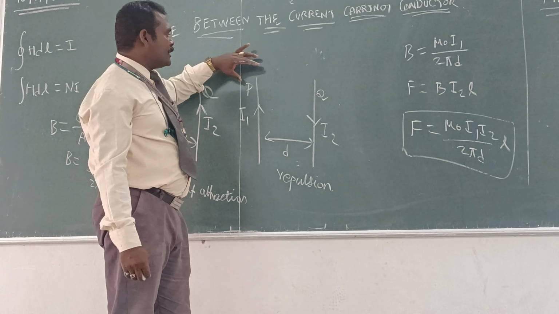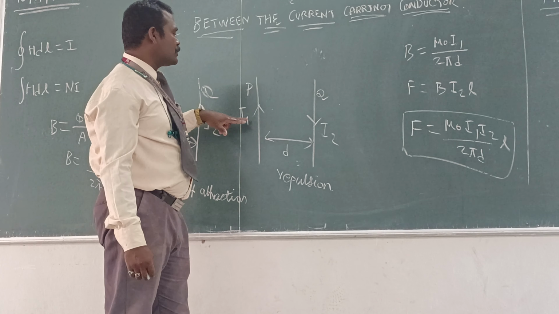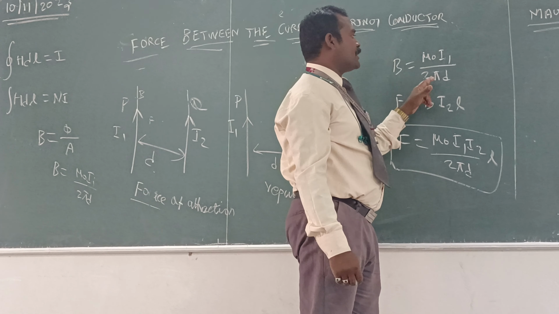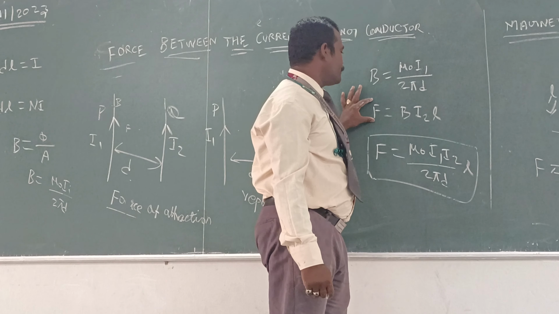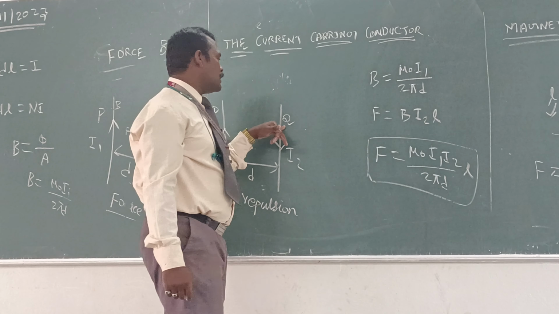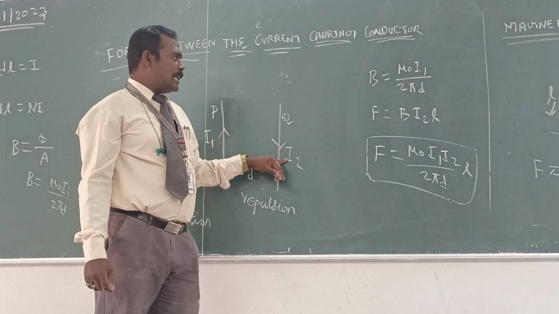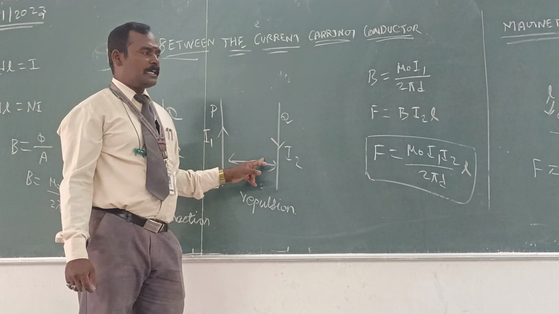If you are finding the magnetic flux density at conductor P, it is due to the current I1. So B equals mu naught into I1 divided by 2 pi D. That is the formula. If you are finding the force on conductor Q, F equals B into I2 into L, where L is the length of the conductor.